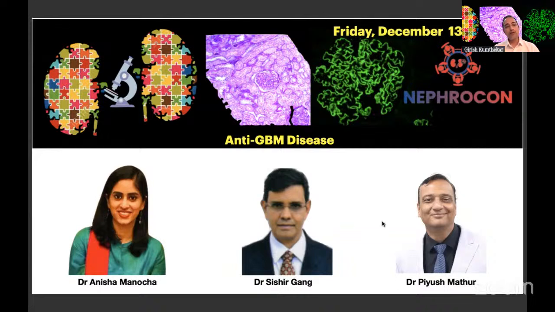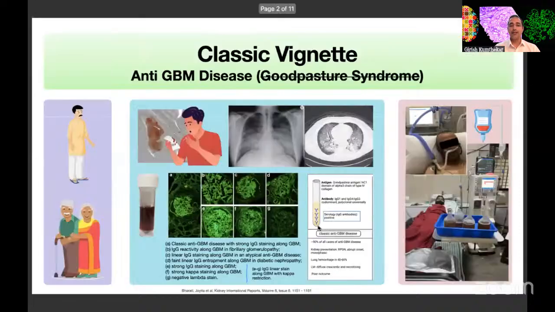So with this introduction, this is the basic pathology. And now we move on to the clinician's aspects. Now we move on to the nephrologist aspects and how we perceive this disease. Next slide, please. So this is the classical disease, previously called Goodpasture syndrome. Now we talk about anti-GBM disease, and this is what we see.